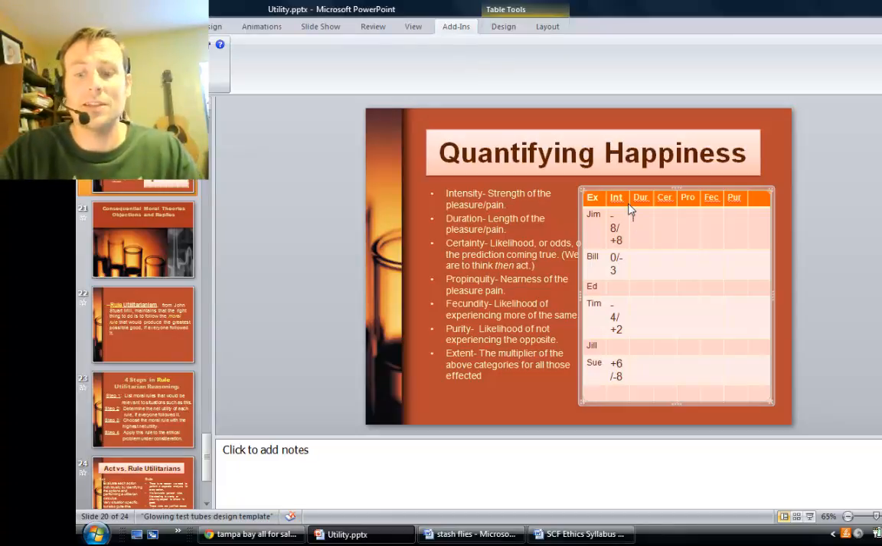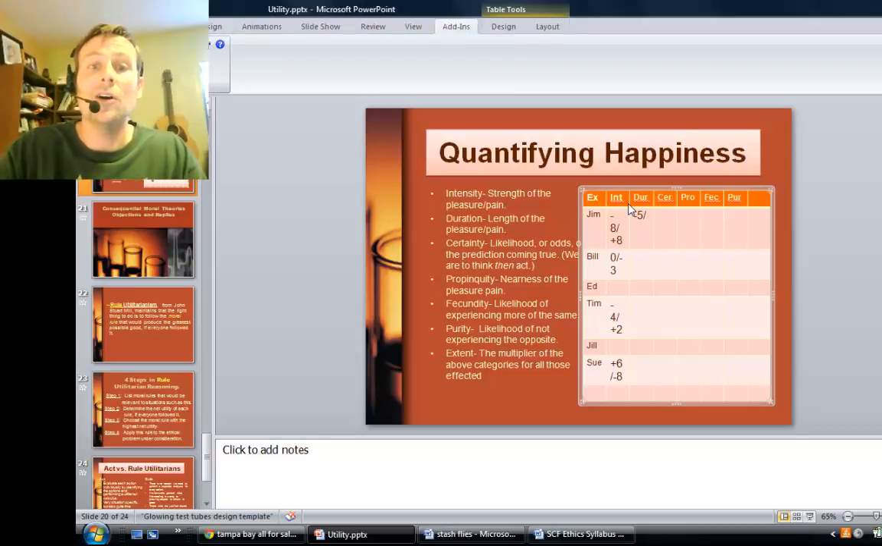Probably going to last a little while, right? He's probably going to be living in his car for a bit, right? So maybe a -5. And how long will the positive experience of getting to stay as long as he wants last? Probably quite a while. Give him a +8.